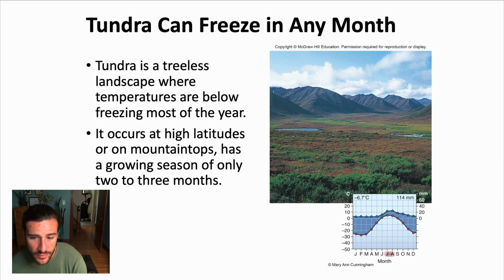So again, be able to tell me what's going on with this graph. Precipitation never really exceeds evaporation. There actually isn't a lot of precipitation in these biomes, yet the temperatures are not that high, so there just isn't a lot of evaporation.